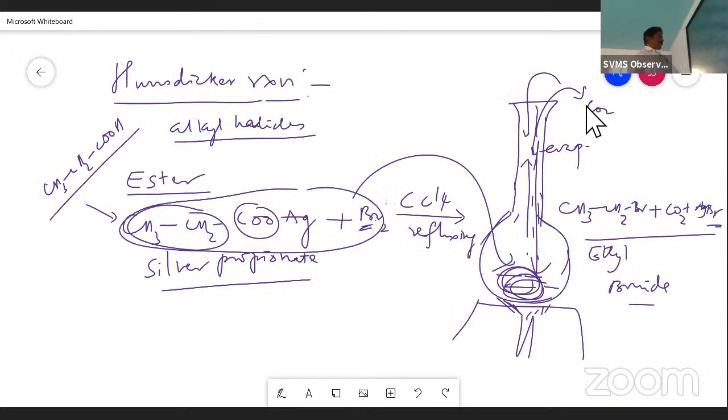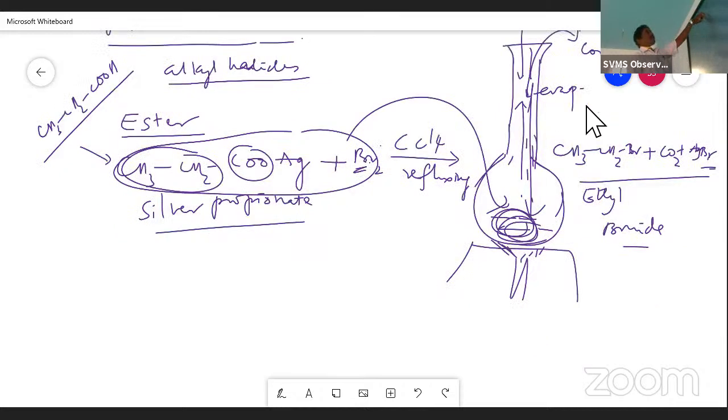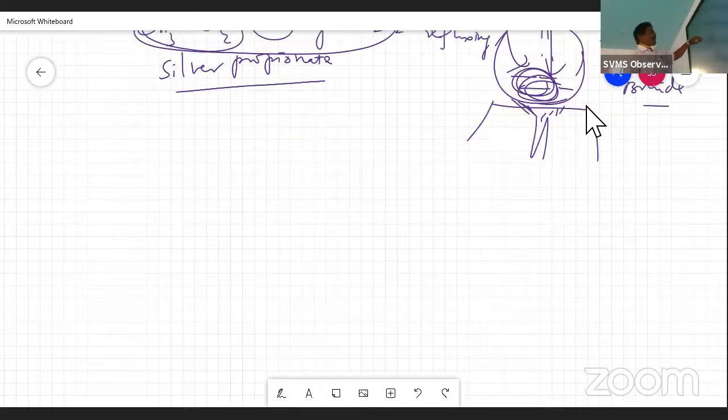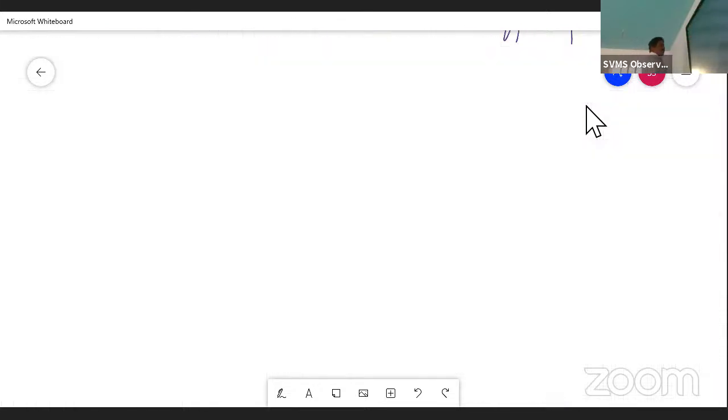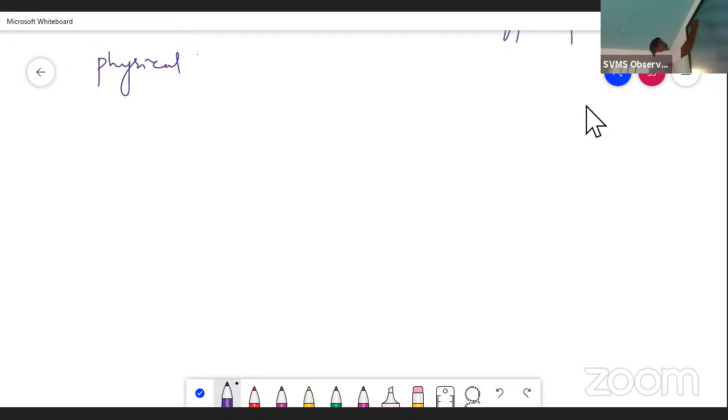Next we are going to see the physical properties. We have prepared all kinds of alkyl halides. We can go for the physical nature and physical properties.